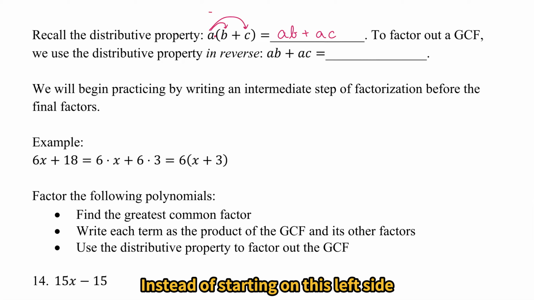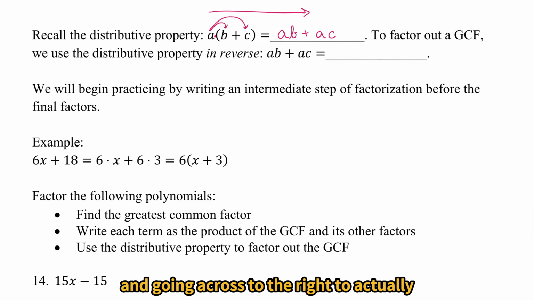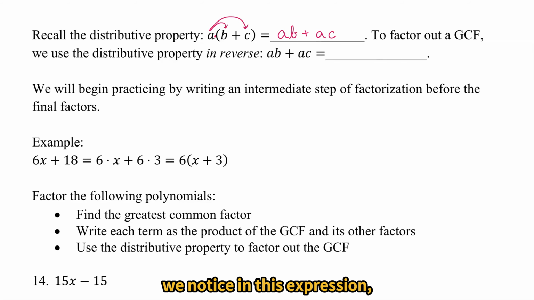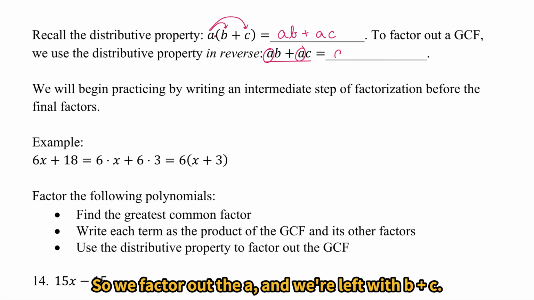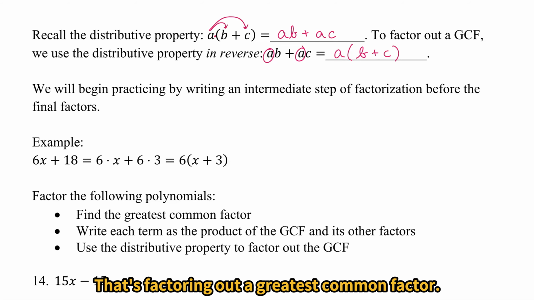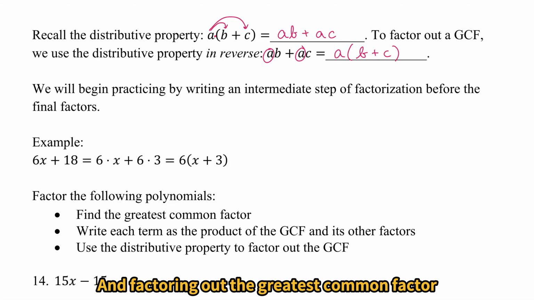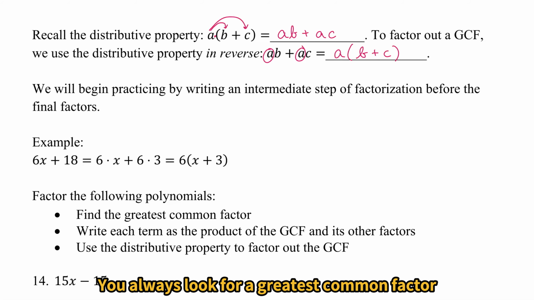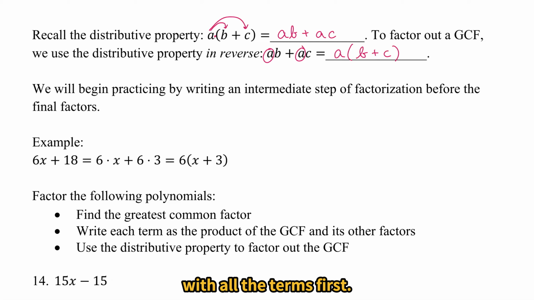Instead of starting on this left side and going across to the right to distribute the value that's being multiplied, we notice in this expression both of the terms have an A in it, so we're going to do that distributive property in reverse. So we factor out the A, and we're left with B plus C. That's factoring out a greatest common factor. And factoring out a greatest common factor is the very first step when you are factoring polynomials. You always look for a greatest common factor with all the terms first.